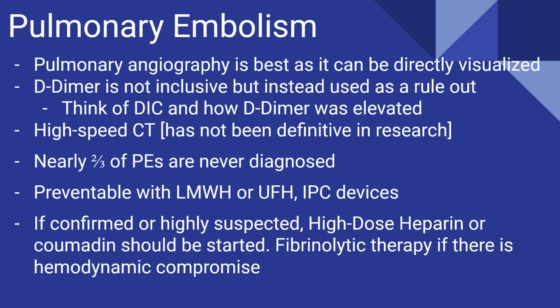And anytime it's confirmed or highly suspected of a PE, heparin or sometimes Coumadin is even started. And at times TPA, using this fibrinolytic therapy, is used, but more so only when they have a large hemodynamic compromise. So when you see blood having a hard time getting to the left side of the heart and you have a subsequent drop in cardiac output, that's sometimes when TPA is considered for a PE.